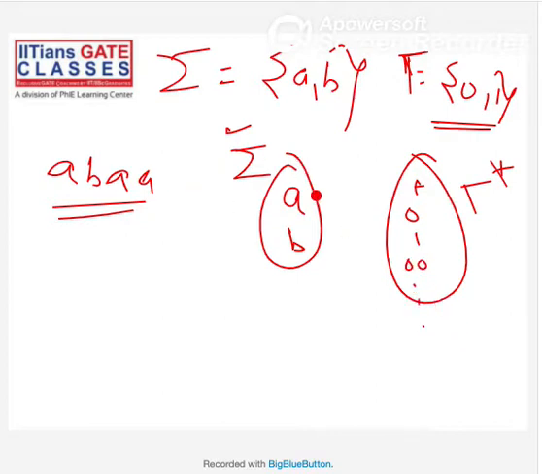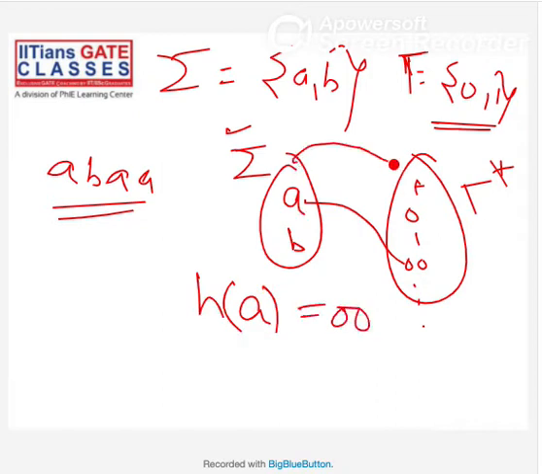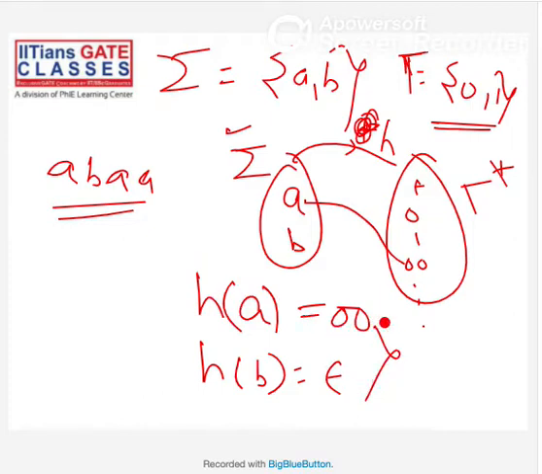So now homomorphism is a function, a mapping from this set to gamma star. For example, this a can be mapped to maybe 00. So a is mapped to 00, because I told you this homomorphism is nothing but a function, a mapping. Let's call it h. Let's assume that h of a is equal to 00, and h of b is equal to epsilon. So the homomorphism of a is 00 and the homomorphism of b is epsilon.